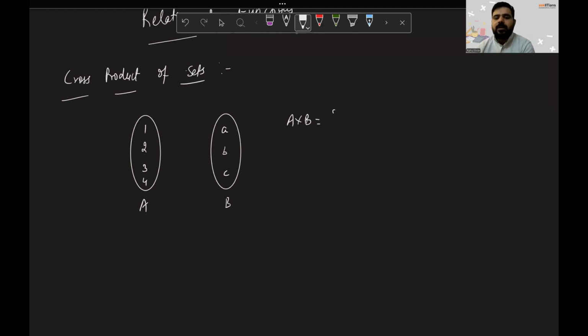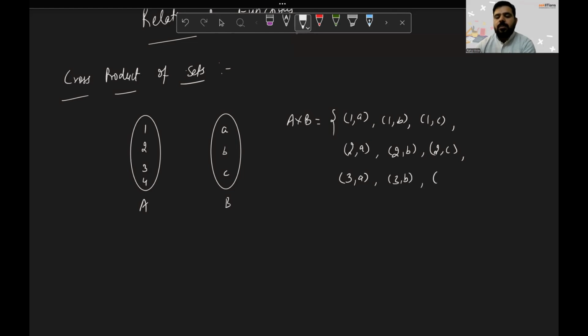So what exactly will we have here? We'll have 1 mapped with a, 1 with b, 1 with c, right? Similarly, we'll have 2 mapped with a, 2 with b, and 2 with c. We have mapped 2 with all the elements, right? Similarly, we'll now map 3 with all the elements. So we'll map 3 with a, 3 with b, and 3 with c, right? Similarly, we'll map 4 with a, b, c. So we'll have 4a, 4b, and 4c. So this is how all the elements of set A can be mapped with all the elements of set B.